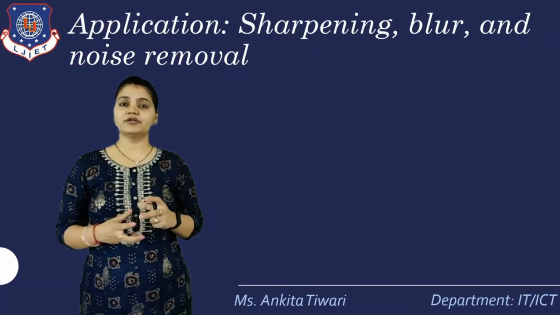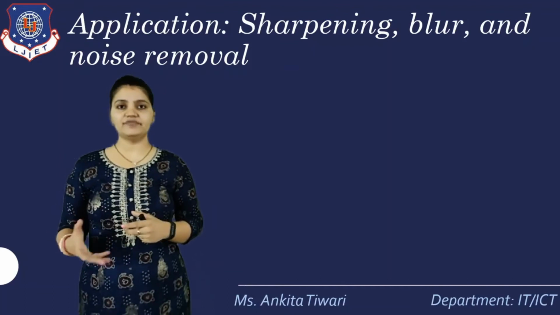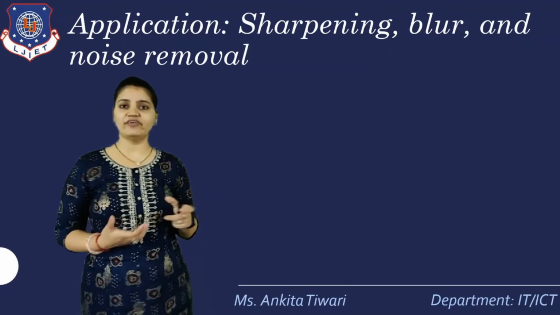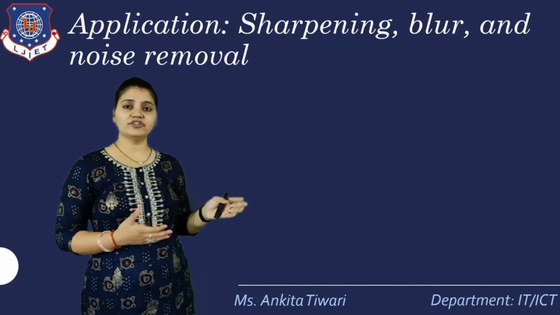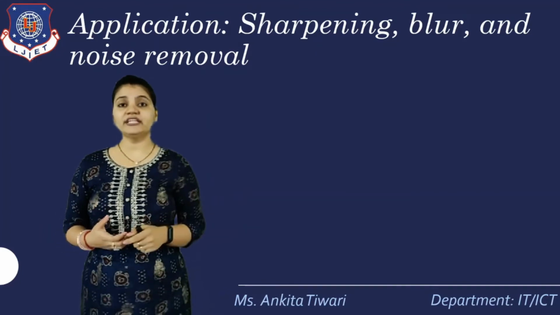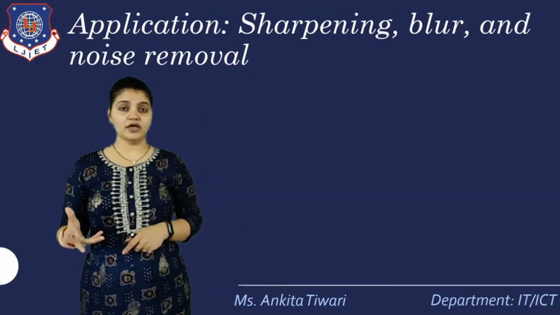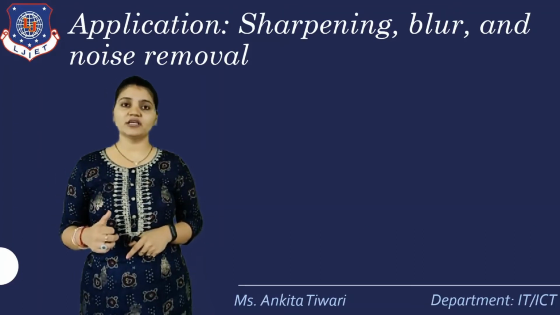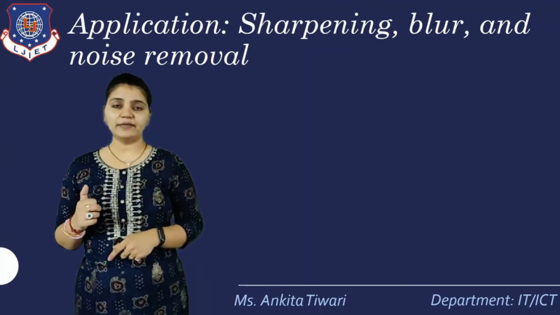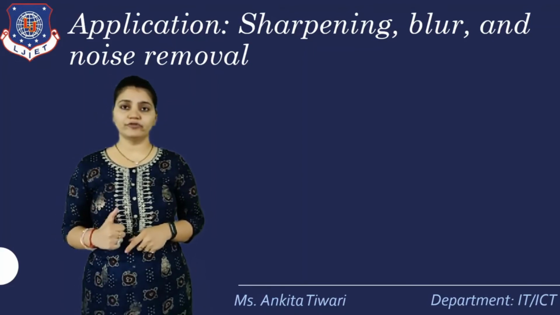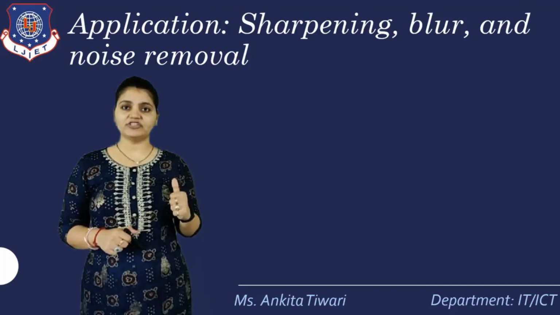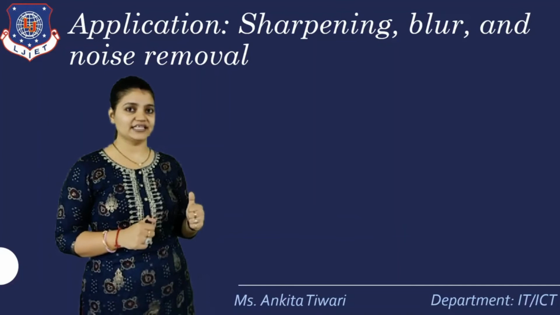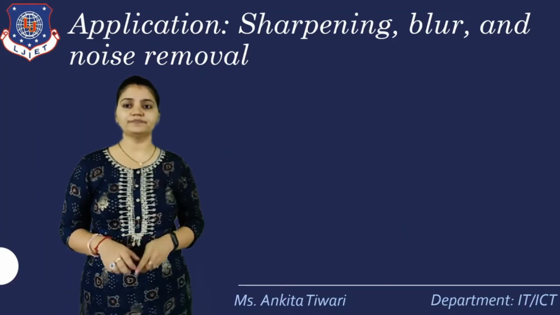Blur removal means to reduce the blur as much as we can. Blur removal is also an application of the Fourier transform, where we can apply any of the functions that we have already seen. And then there is noise removal, basic noise. Then we have different types of noise. That noise should be removed with respect to the properties of the Fourier transform. So the Fourier transform basically gives the applications of sharpening, blur removal, and noise removal.